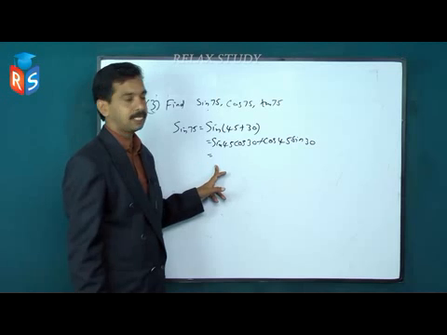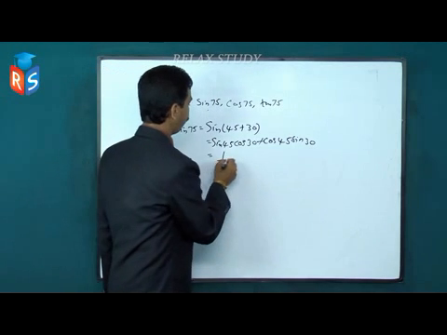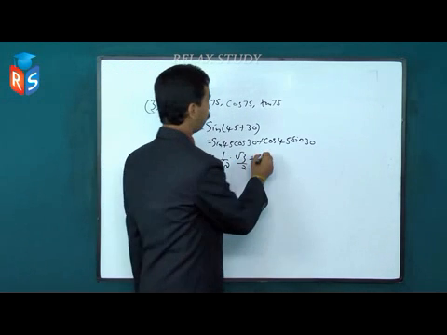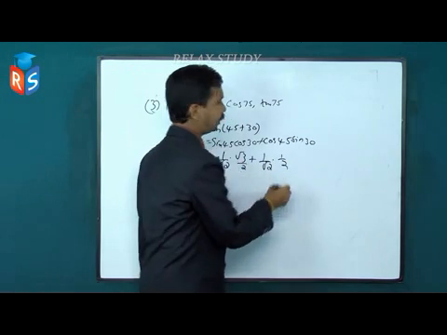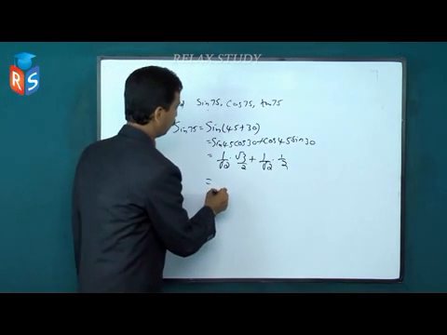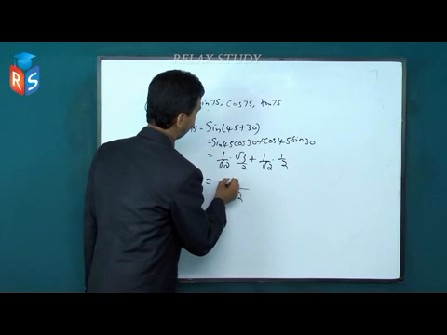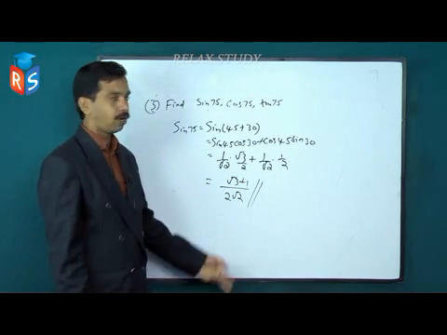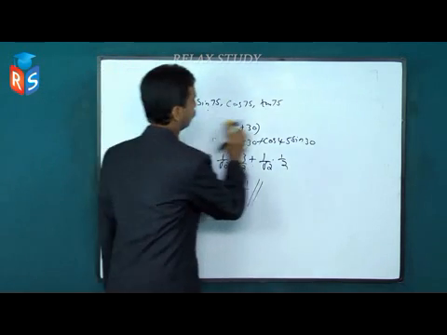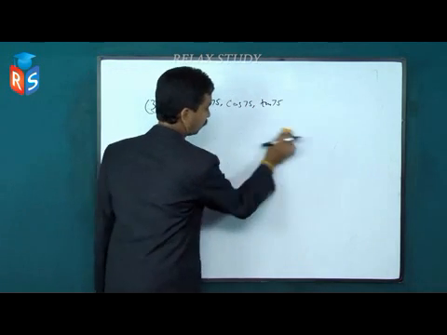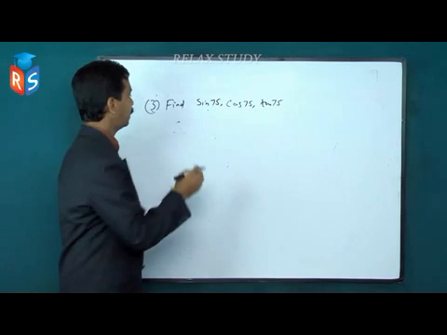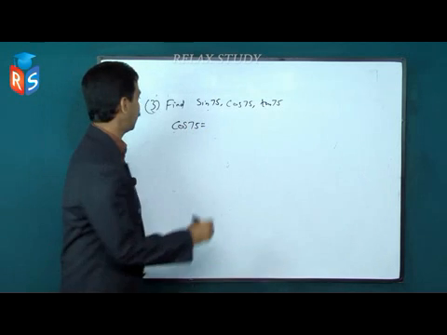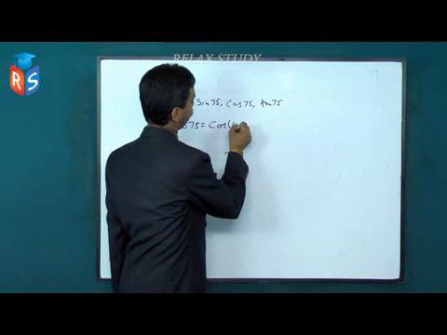I can replace the values. We have studied sin 45 is 1 by root 2, cos 30 is root 3 by 2, cos 45 also 1 by root 2, sin 30 is 1 by 2. Now taking the LCM 2 root 2, the answer is root 3 plus 1. That is, sin 75 equals root 3 plus 1 all divided by 2 root 2. Similarly, we can find cos 75. 75 also can be split as 45 plus 30. So cos of 45 plus 30.